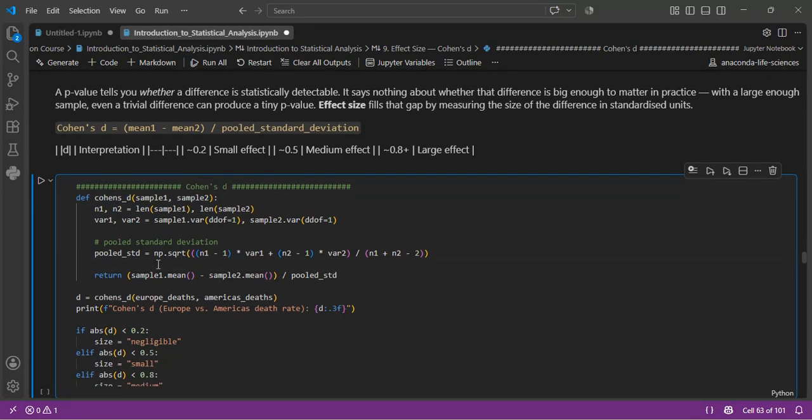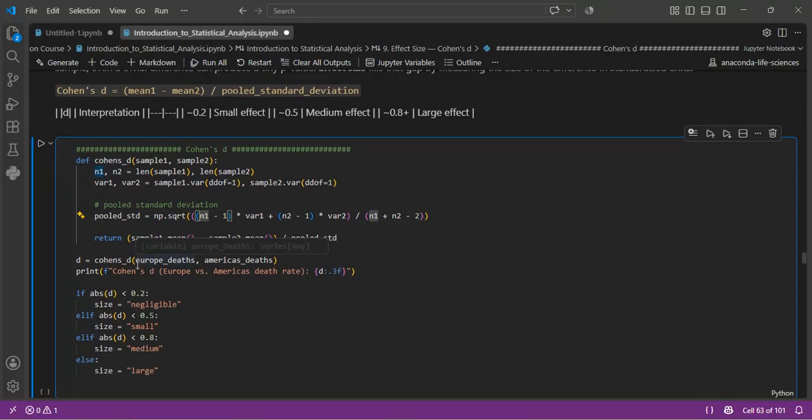So once the pooled standard deviation is calculated, which is here, all that we need is to subtract the mean of the first sample from the mean of the second sample and divide by the pooled standard deviation, which has been calculated. So here we are saying return the sample 1 dot mean, as we can see here, and then the sample 2 dot mean, divided by the pooled standard deviation, which we have calculated from the number of samples in both samples and their variance.